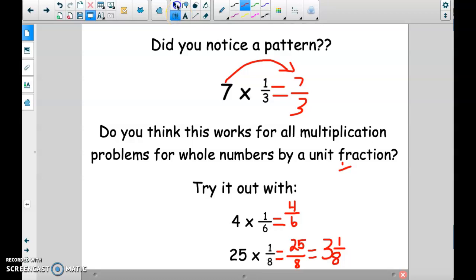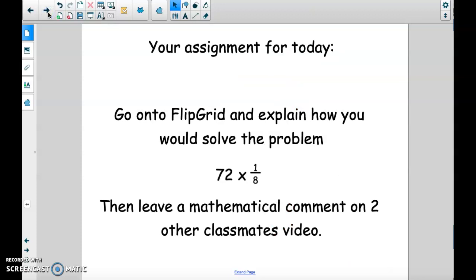Okay? So here is what I would like you guys to do today. This is your only assignment that you have to do. I want you to go on Flipgrid and explain how you would solve the problem 72 times 1/8. Show your work, okay? Watch my video because I'm going to show you on Flipgrid how you can write on the Flipgrid. So that could be your work, or if you'd rather just take your Flipgrid video and show us your paper, that's totally fine as well.